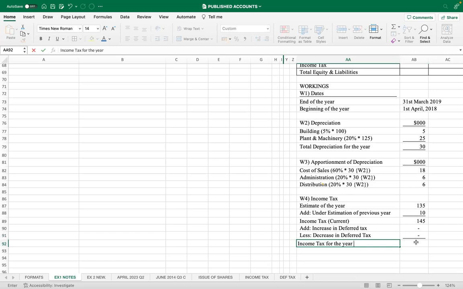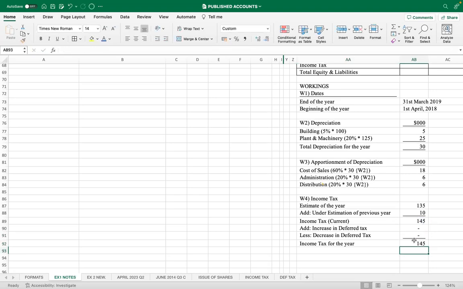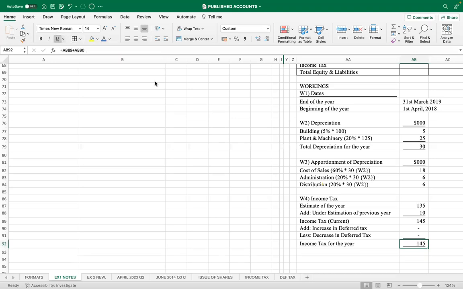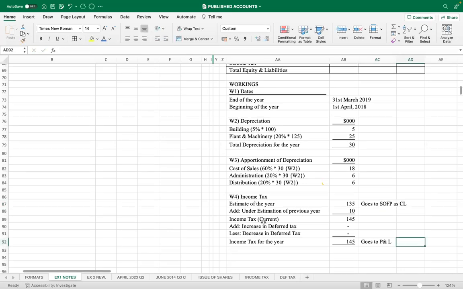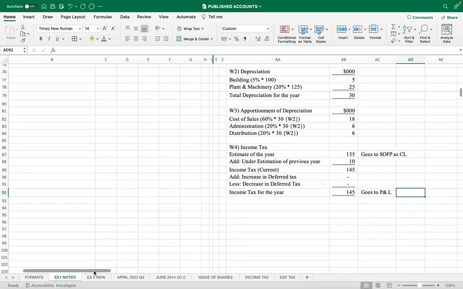Income tax for the year is the amount that goes to the income statement. So 145 plus that, let's assume, gives you 145 because there was no deferred tax. This is what goes to the income statement, to P and L. And this 135 goes to the statement of financial position as a current liability. So we are done with income tax. We are done with that standard.